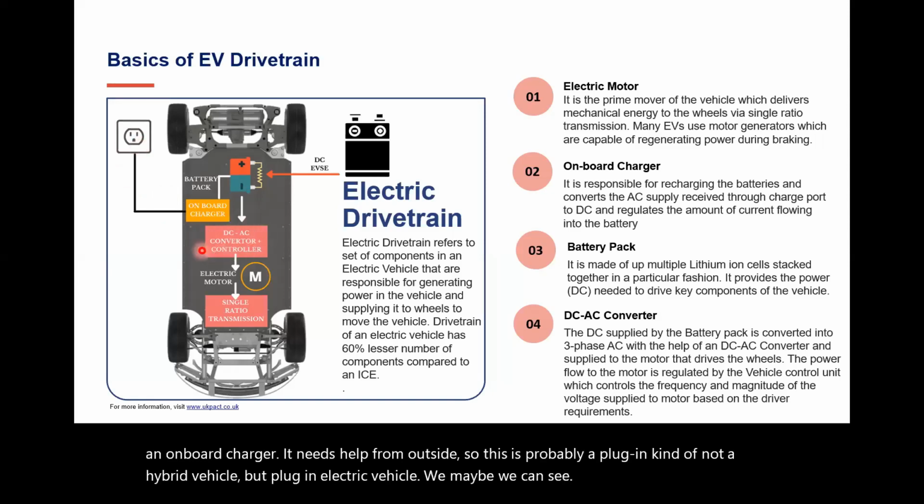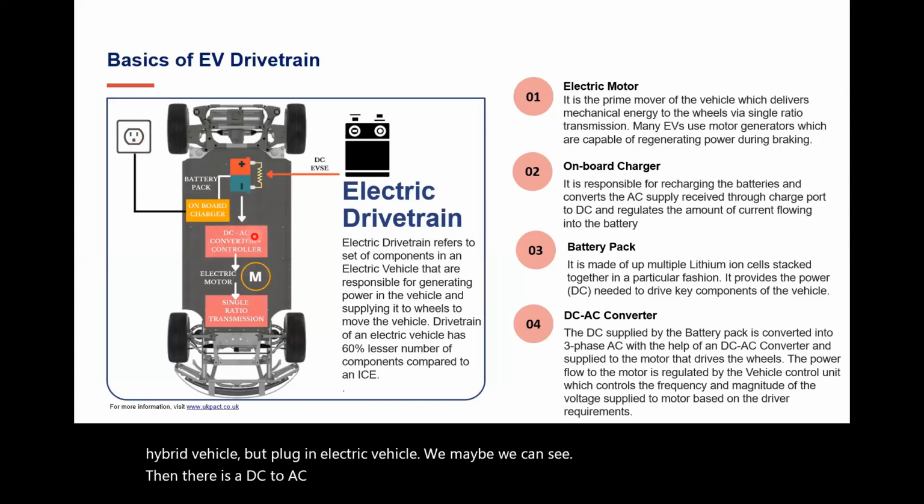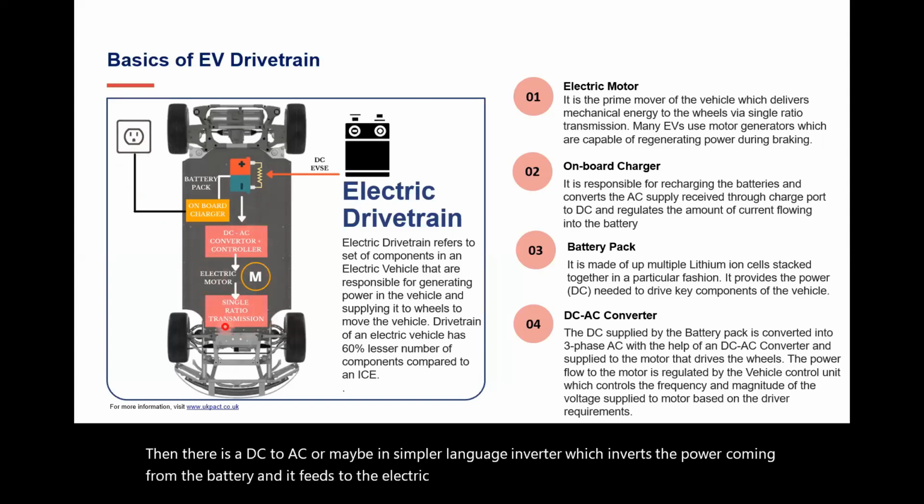Then there is a DC to AC, or maybe in simpler language, inverter, which inverts the power coming from the battery and feeds it to the electric motor. Electric motor through a transmission feeds the wheels.